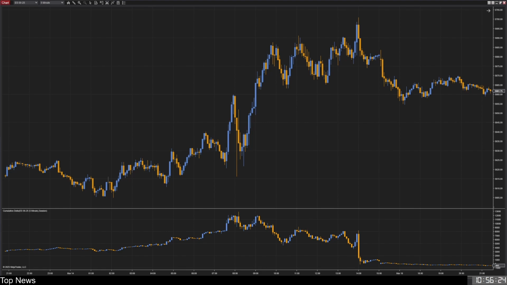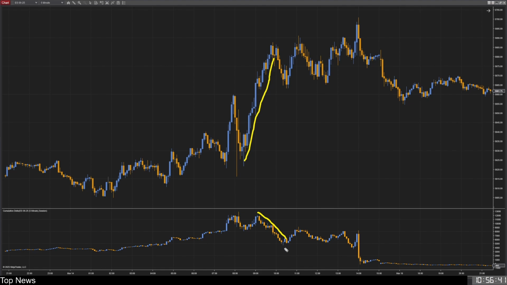Now, a common mistake I see with cumulative delta is focusing on when price and cumulative delta diverge, especially in the S&P 500. It's very common to see this sort of a thing where they diverge like this.